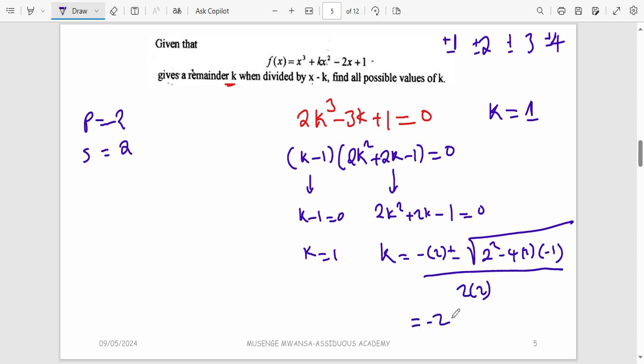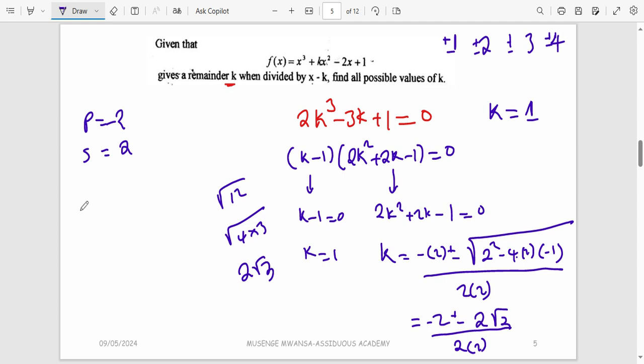And this is going to be negative 2 plus or minus square root of 2 squared is a 4. Negative 4 times 2 is 8 times negative 1 is positive 8. 8 plus 4, that is a 12. Now I want you to know that square root of 12 is the same as square root of 4 times 3, and the square root of 4 is a 2. So square root of 12 is the same as 2 square root of 3. So I'm going to write 2 square root of 3 and then divided by 2 times 2.